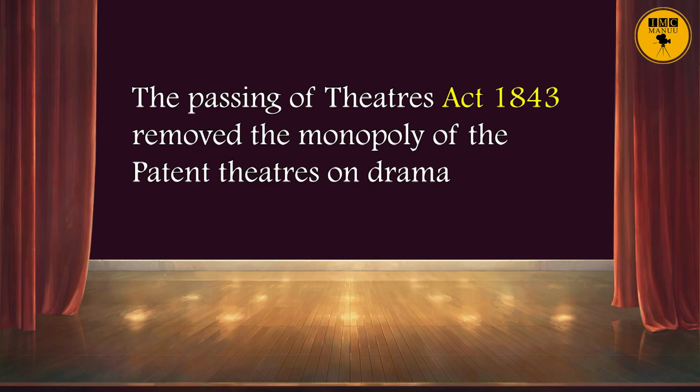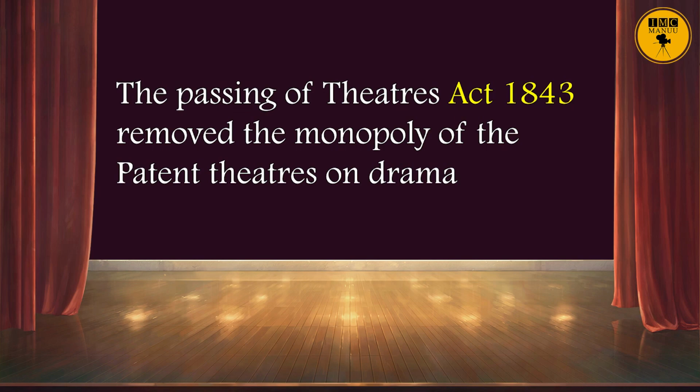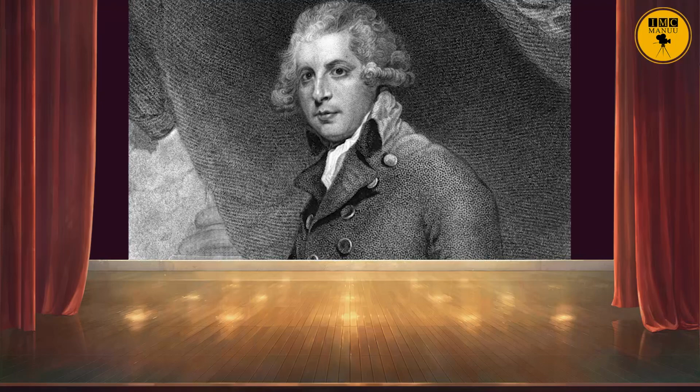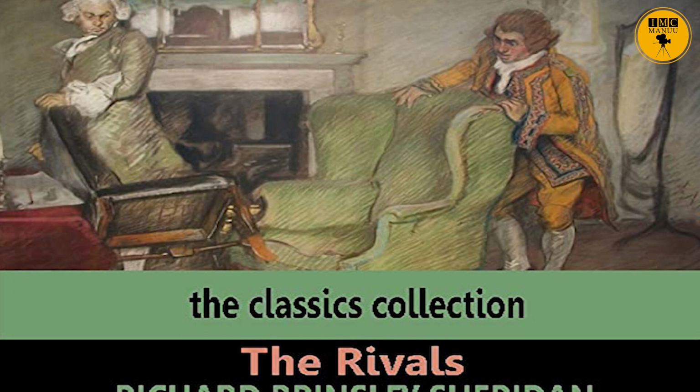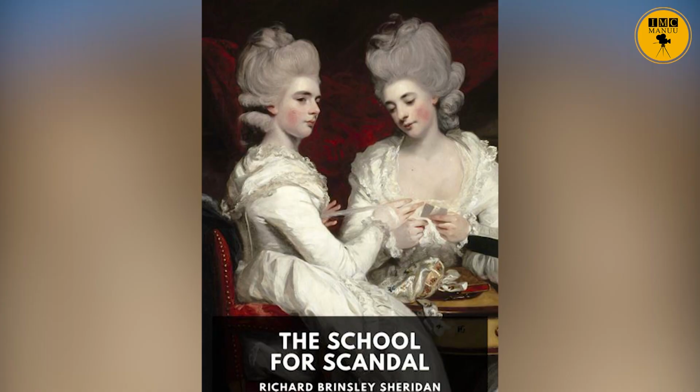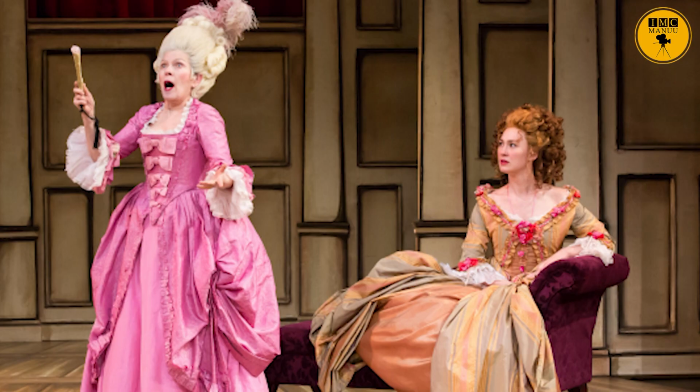In the Victorian era, the passing of Theatres Act removed the monopoly of patent theatres on drama. This period starts with Richard Sheridan and ends with George Bernard Shaw. Sheridan wrote The Rivals and School for Scandal, which followed the style of comedy of manners.